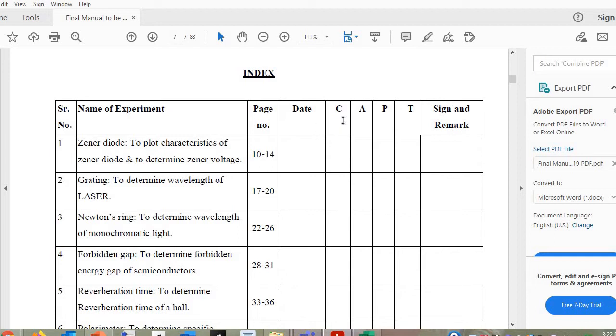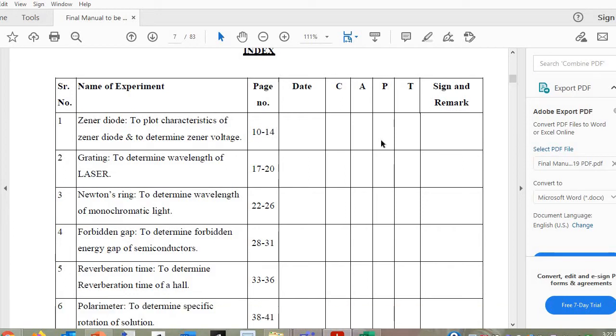You can get 10 marks for the performance, and 9 marks will be there for your viva voce examination. Okay, so that viva voce examination is divided into 3 parts, that is 3 domains of knowledge: cognitive, affective, and psychomotor. So questions will be asked in such a manner that your knowledge, your attitude, and your psychomotor domain are going to be checked.